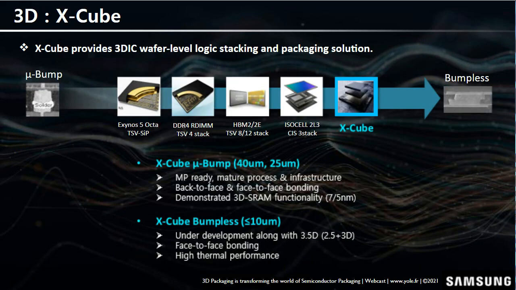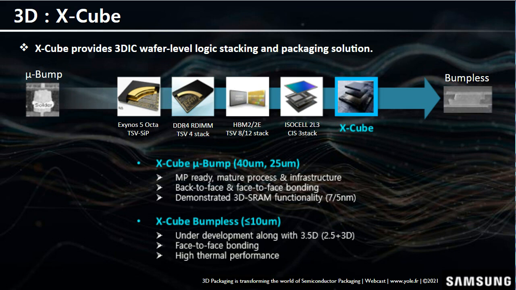X cube stands for extended cube. From Samsung's point of view, there are so many products we developed. The first one is the Samsung Mobile Exynos SoC chip, based on the TSV SiP. The second one is a DDR memory with a 4-stack TSV. The third one is HBM2 and 2E. And the fourth one is a CIS image sensor with a stack. All this technology is using micro bumping technology, and sooner or later we're going to enjoy the hybrid bumpless technology. Before we keep moving forward, Samsung Foundry also added one product series called X Cube.